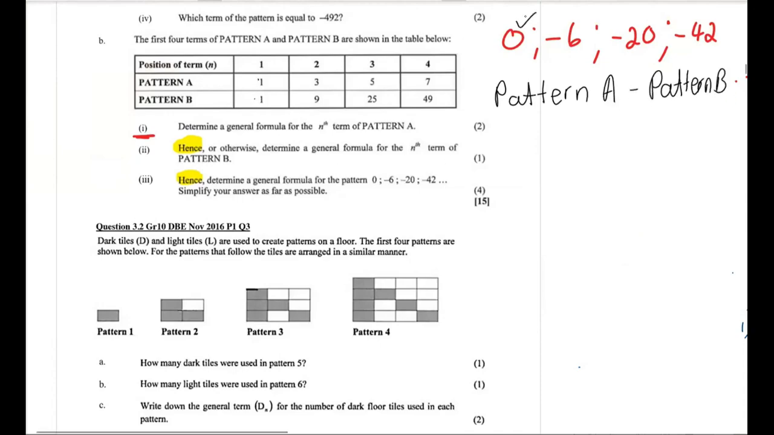1 minus 1, 0. Can you see? 3 minus 9, negative 6. 5 minus 25, minus 20. 7 minus 49, minus 42. That's why they say hence. So what does that mean?